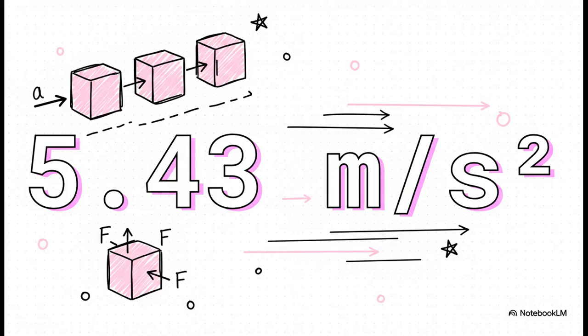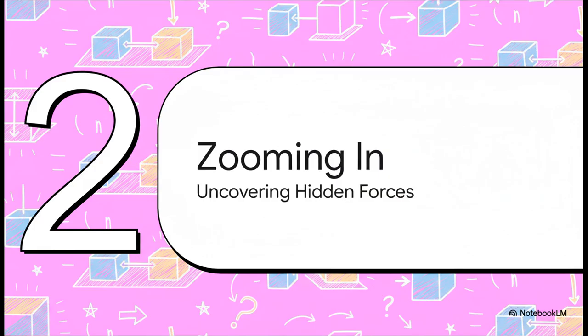And this is where the magic of the system approach really shines. We take our net force, 38 newtons, and we divide it by our total mass, 7 kilograms, and we get an acceleration of about 5.43 meters per second squared. And just like that, we've cracked the first part of the problem. Okay, we know how fast the entire system is speeding up.